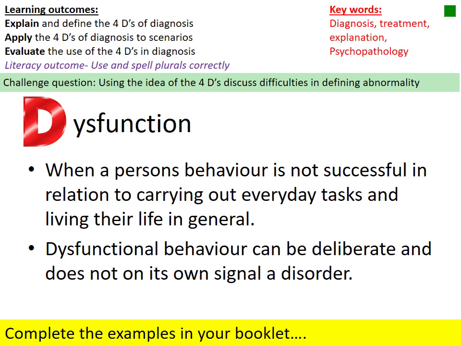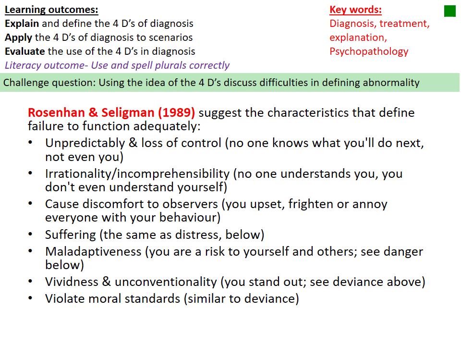Dysfunction. This is when abnormal behaviour is significantly interfering with everyday tasks and living your life. Under this definition, a person is considered abnormal if they are unable to cope with the demands of everyday life, such as looking after yourself, holding down a job, maintaining relationships with friends and family, or making yourself understood, etc. There's an example on the board of some research which suggests that the characteristics that define your failure to function adequately are things such as unpredictability and loss of control, irrationality, you cause discomfort to other people, vividness and unconventionality, or violating moral standards.